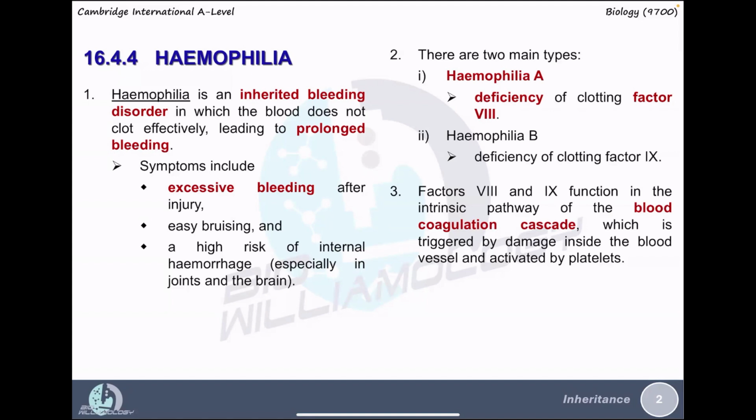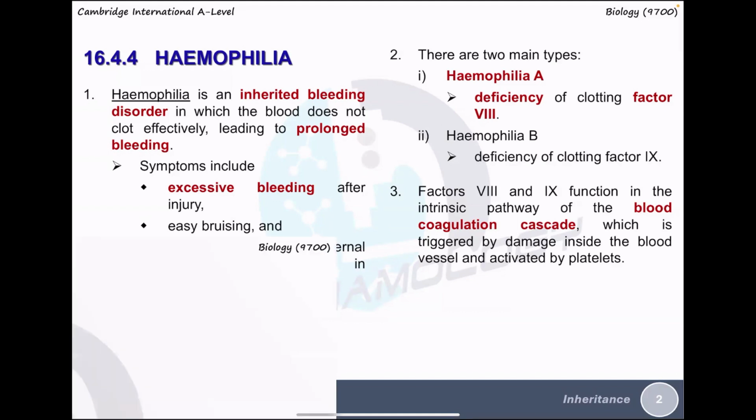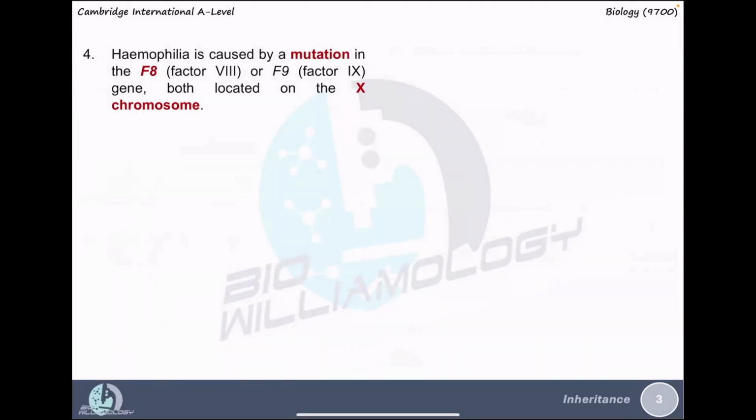So factor 8 and factor 9 function in the intrinsic pathway of the blood coagulation cascade, or blood clotting cascade, which is triggered by damage inside the blood vessel and activated by the platelet. In this topic, we are going to focus on hemophilia A, which is caused by a mutation in the factor 8 gene. However, for hemophilia B, the factor 9 gene is mutated.